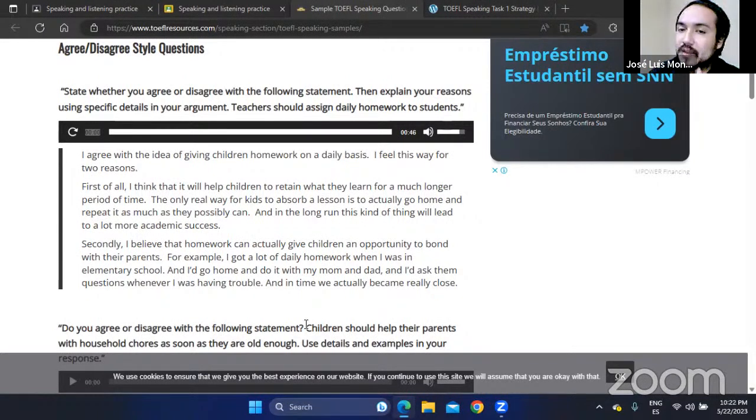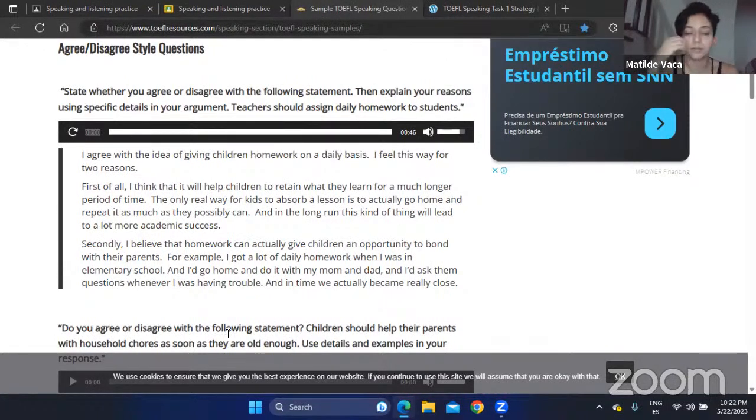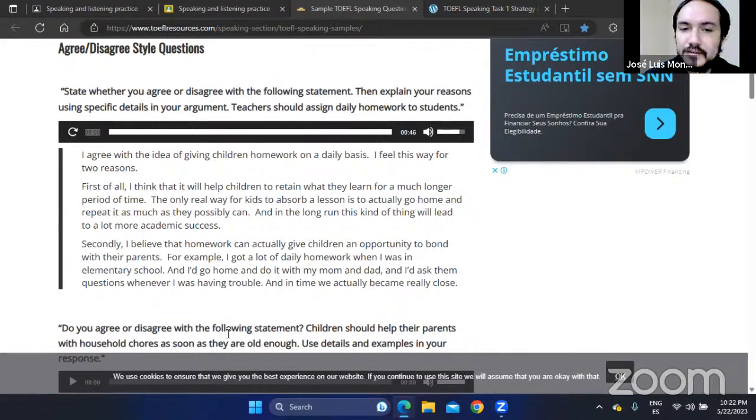But that's it. I don't know if you have any comments about this model and how you feel it can help you improve even more, Matilda. Let me know, please. I think it's great. Yeah, and it's great to see this as an example. I think this would definitely improve my responses. So yeah, I think it's great.